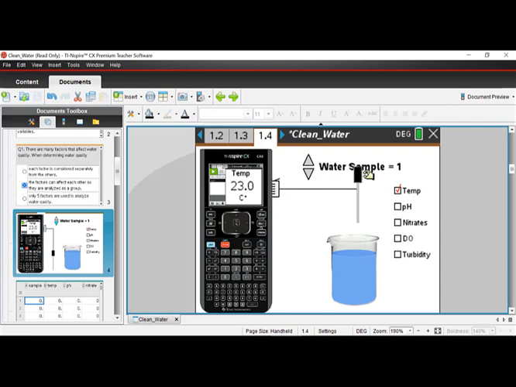So I'm going to grab the temperature sensor, go ahead and put that in the water. We're going to wait for that reading. Oh, actually we have to press start first. And we'll wait for this reading to stabilize. Looks pretty good, 31 degrees C. I'm going to collect that data point. Now we're going to jump over to pH. Put the probe in, boom, like that. Looks like pH stabilized at 8. All right, and then nitrates.